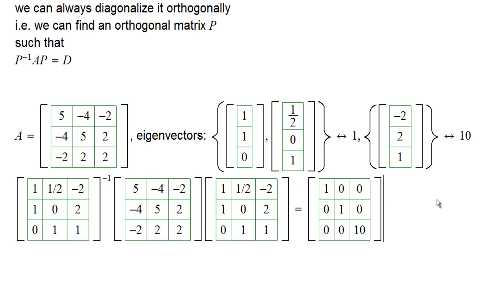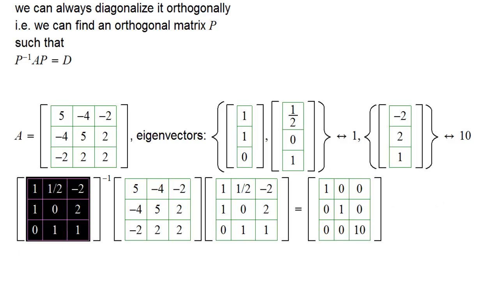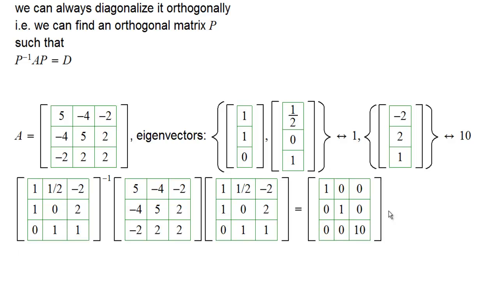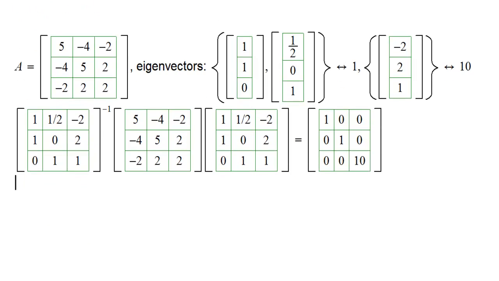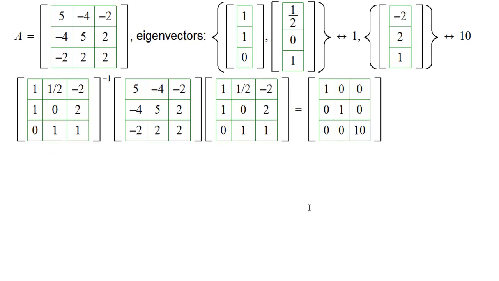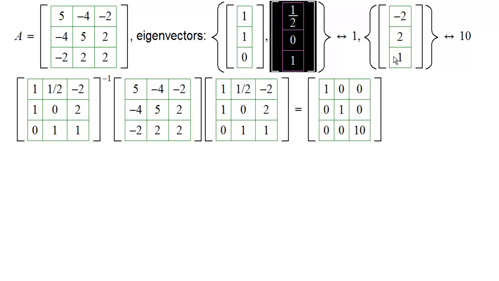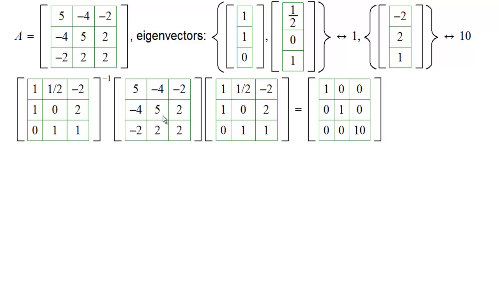Okay, now what we need is for these columns to be orthonormal. That is, we need them to be unit vectors, and we also want them to be orthogonal to each other. Now here you see this vector and this vector are orthogonal to each other, and so are this and this, because of the spectral theorem of symmetric matrices that we had referred to before. But these two are not.